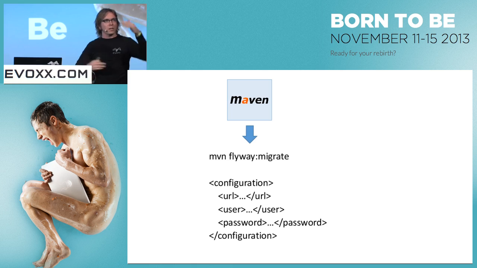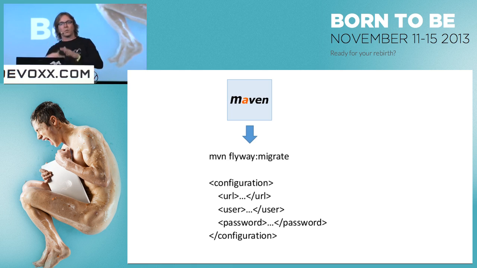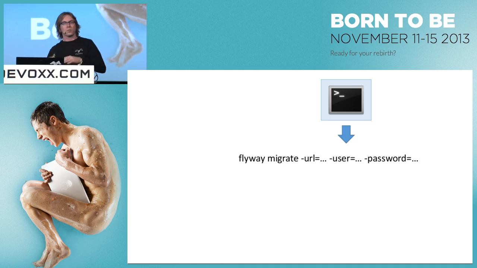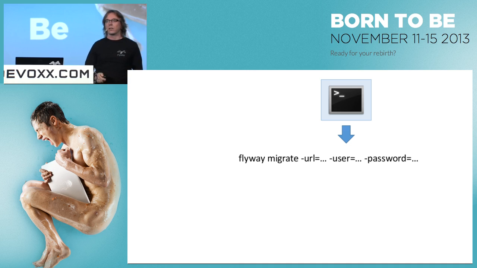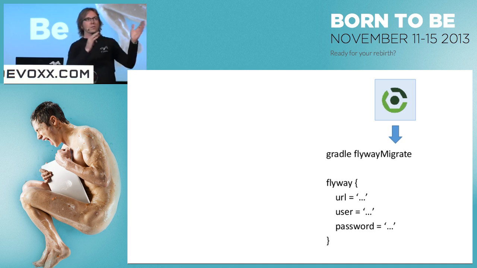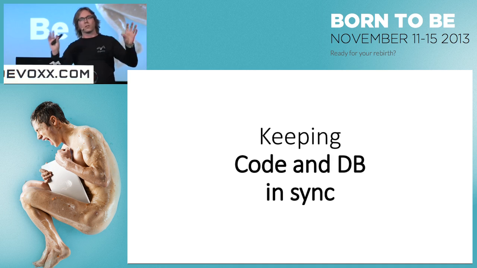Same thing for Maven. It's very analog, so you see all the names are identical of the different parameters, so it's just URL, user, password. The same for Ant, the same for the command line, and the same for Gradle. So it's very easy to move from one client to the next.